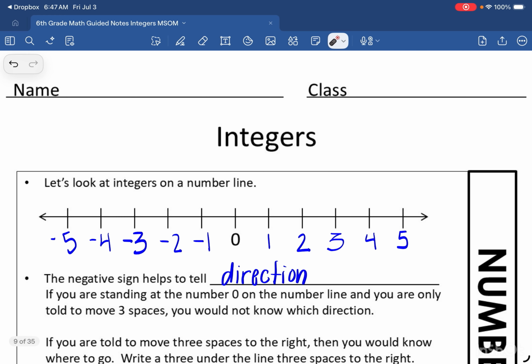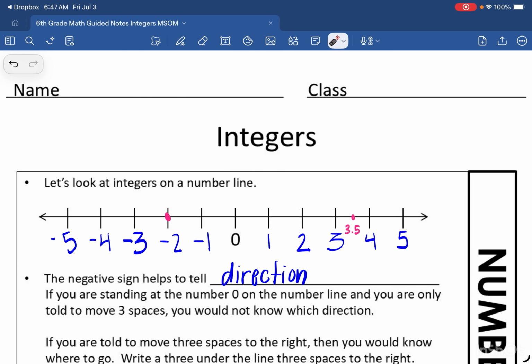Plot the following points on the number line above. Our first number is 3.5. So if we start at 0, we have 1, 2, 3.5 would be about right there. Then we have the number -2. -1, -2, right there. And that one's already labeled. We'll just put a dot there to plot it.